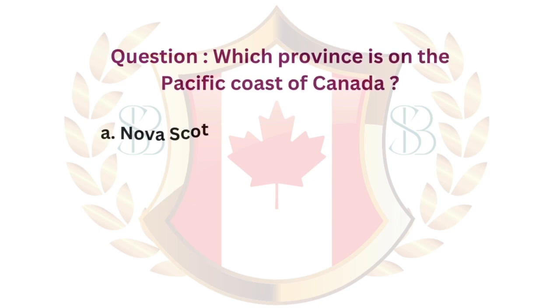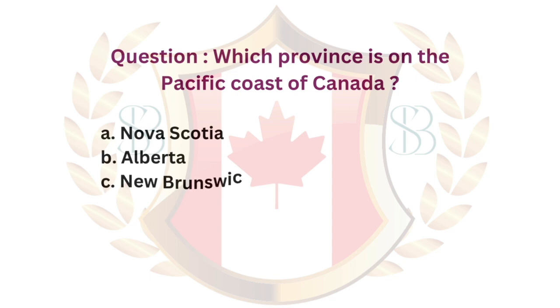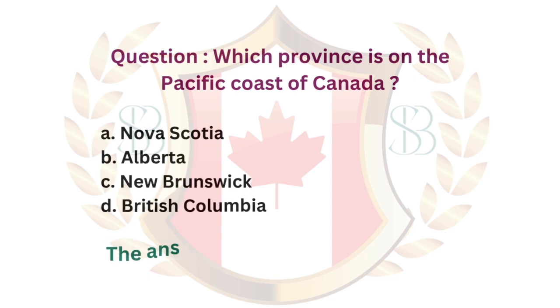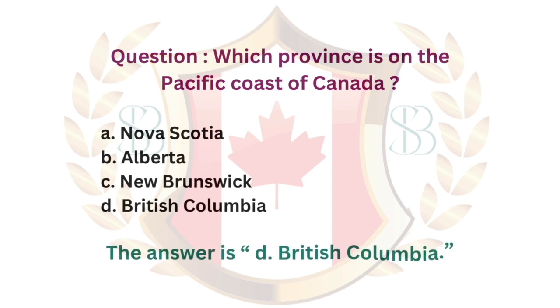Question. Which province is on the Pacific coast of Canada? A. Nova Scotia. B. Alberta. C. New Brunswick. D. British Columbia. The answer is D. British Columbia.